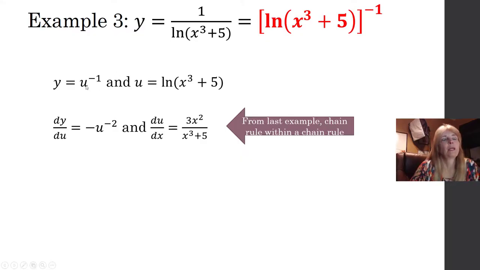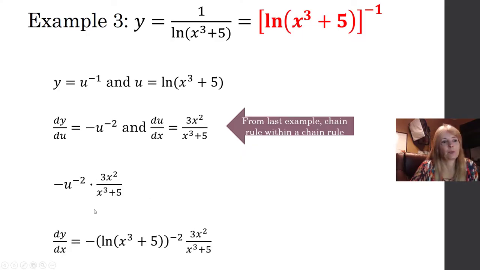How do I find the derivative of u to the -1? I bring -1 down, subtract 1, so that's how we get -2. I multiply these two, and then I substitute back.